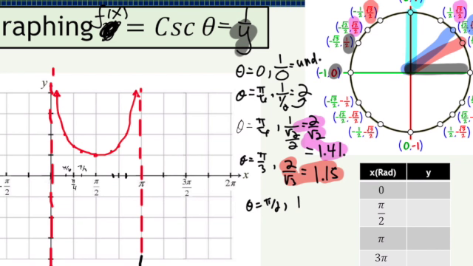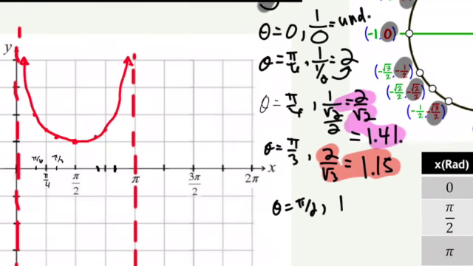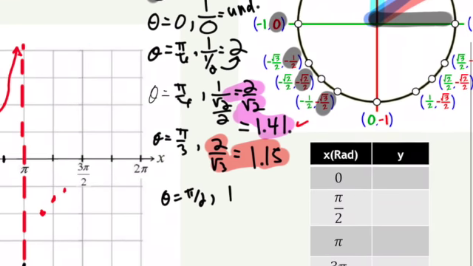All right, again, I'm going to go a little bit faster this time. So I'm going to flip -1/2, negative radical 2 over 2, and negative radical 3 over 2. If I flip -1/2, I'm going to get -2. So right about there. If I flip negative radical 2 over 2, I'm going to get -1.4. If I flip negative radical 3 over 2, that's going to give me -1.15. And then at 3 pi over 2, if I flip -1, I'm just going to get -1. So notice we're getting that exact same shape again. So then we keep going.